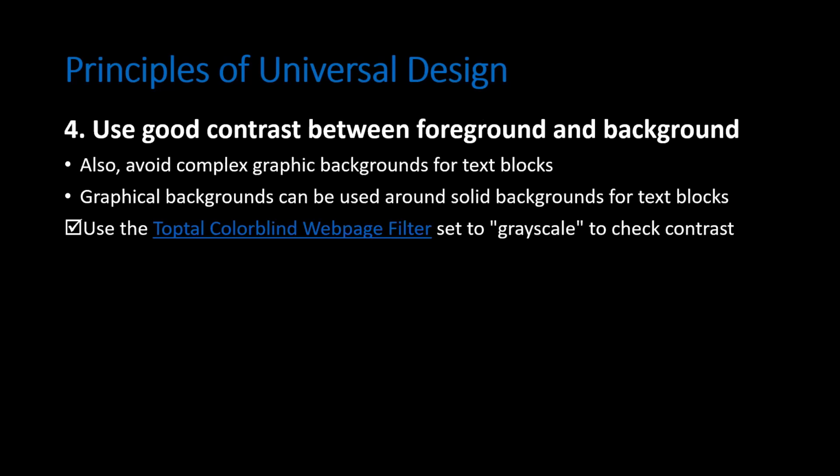Also, you want to have good contrast between the foreground and the background, avoiding complex graphic backgrounds for text blocks that are going to interfere with the writing. Generally, just a solid color background for text blocks that has high contrast between that background and the font color is the best practice. So once again, you can use the Toptal Colorblind webpage filter set to grayscale though, to check the contrast. And now let's go take a look at that tool for a second so I can just show you some of the settings there.